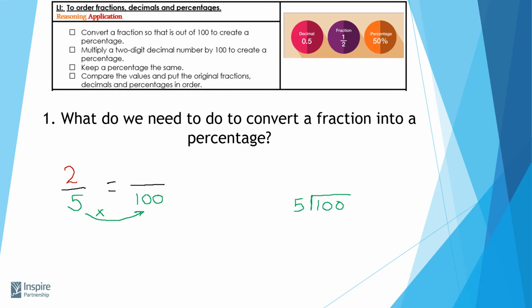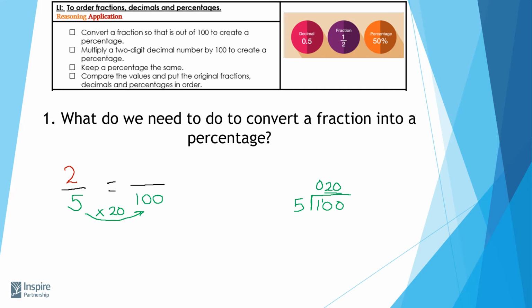So for example, 5 does not fit into 1. We need to exchange that over there into the next column. So we've got a 10. How many times does 5 fit into 10? It goes twice. Are there any left over? There aren't. Does 5 fit into 0? No, it doesn't. So we can see here our answer is 20. So we know that 5 goes into 100 20 times.